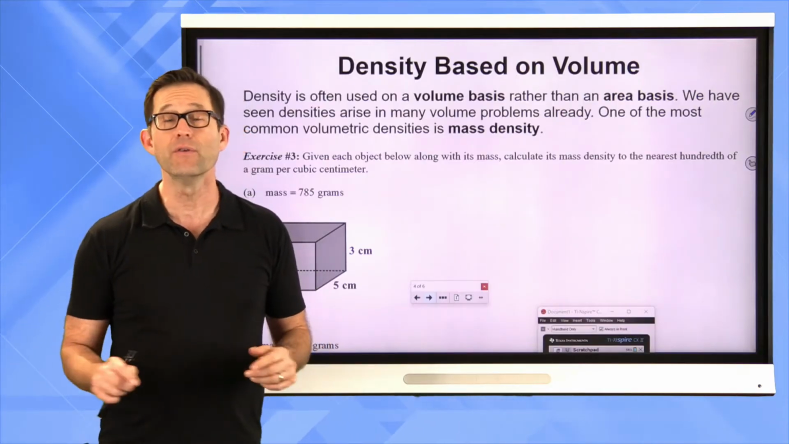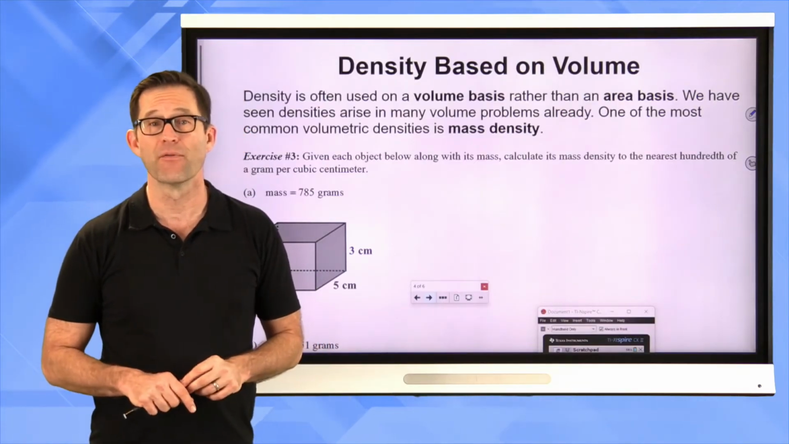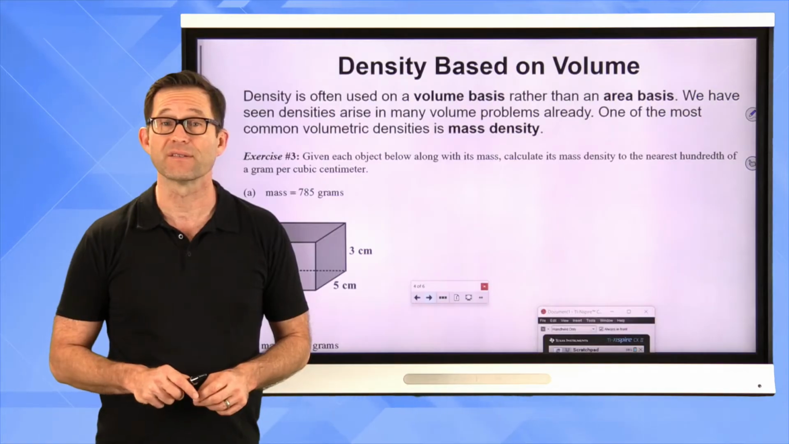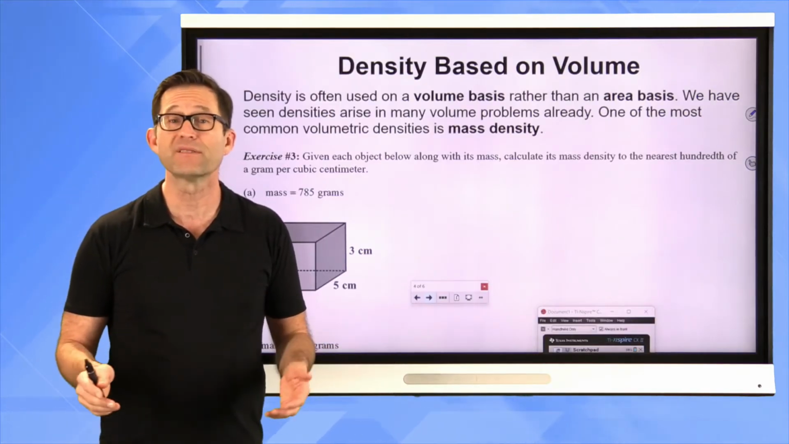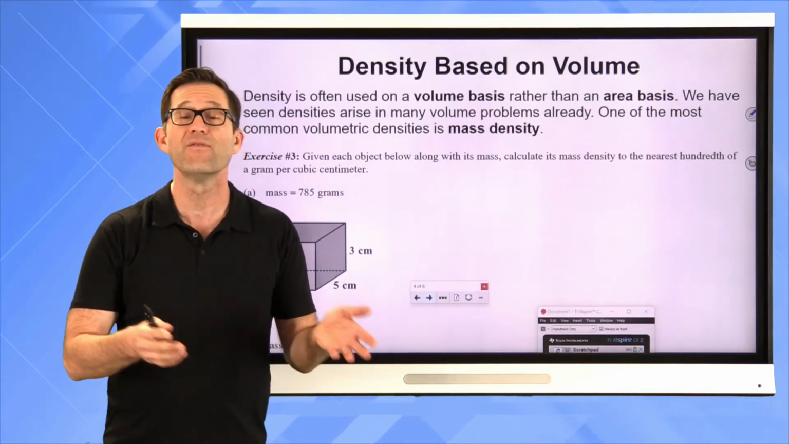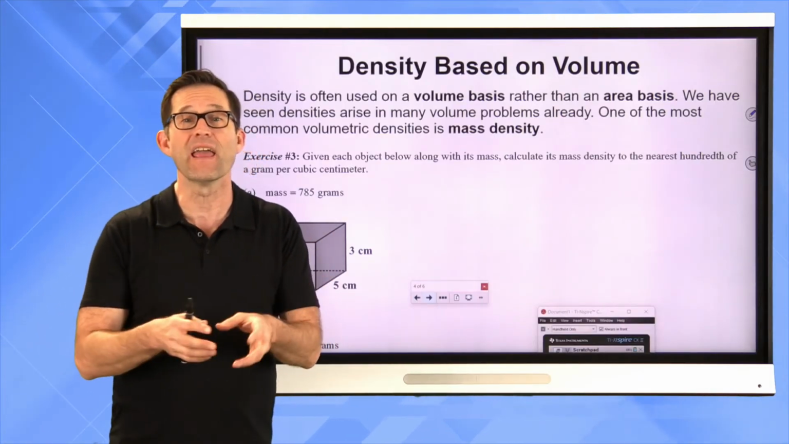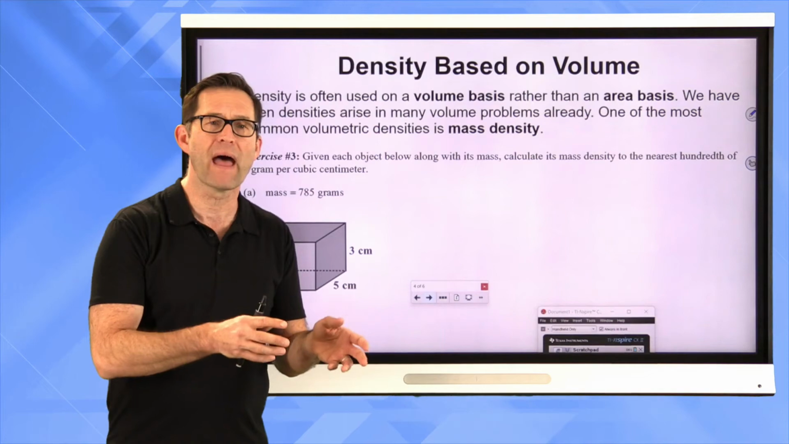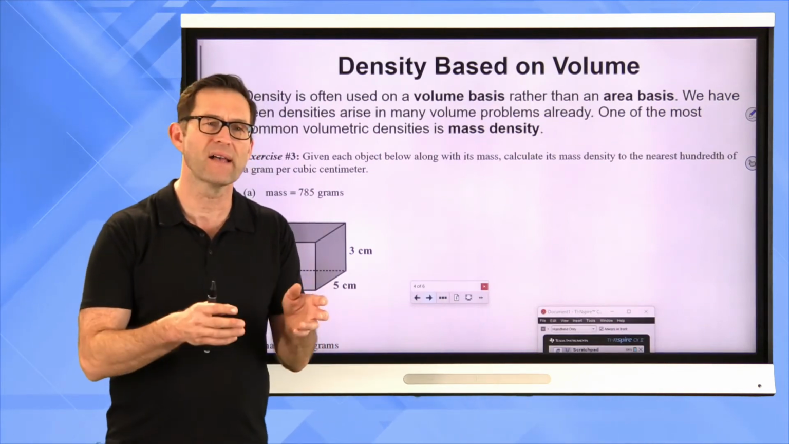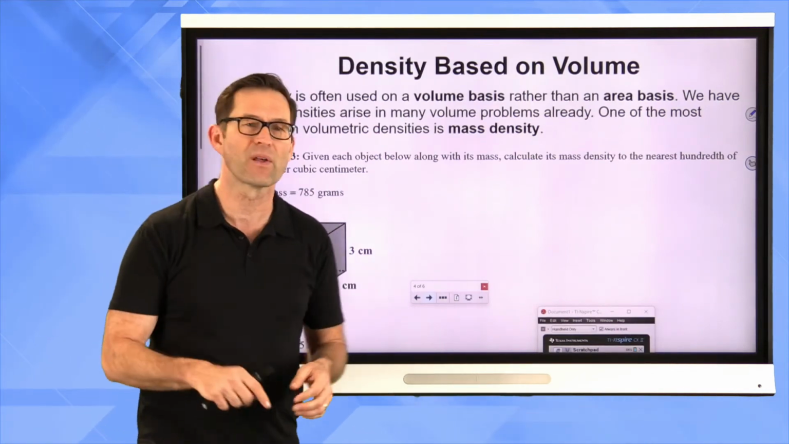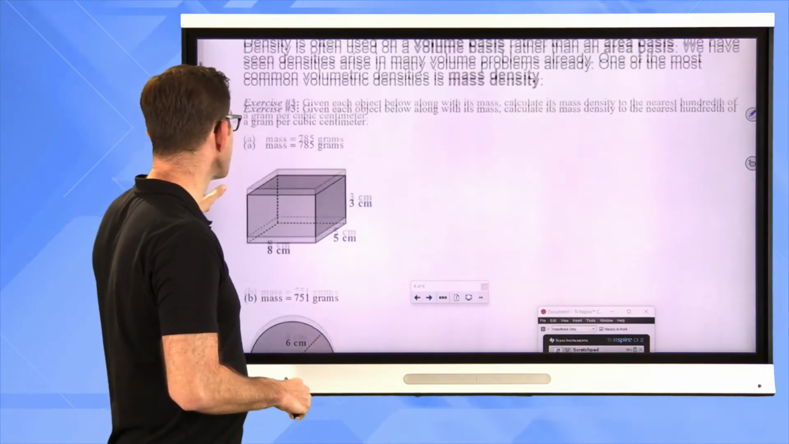And in all likelihood, you've actually already worked with mass density before in some of your science classes. And it's really simple, right? It's simply the mass of an object divided by its volume. So how much mass is in a cubic centimeter, or how much mass is in a cubic inch, or how much mass is in a cubic foot, or something like that. So let's take a look at exercise number 3.